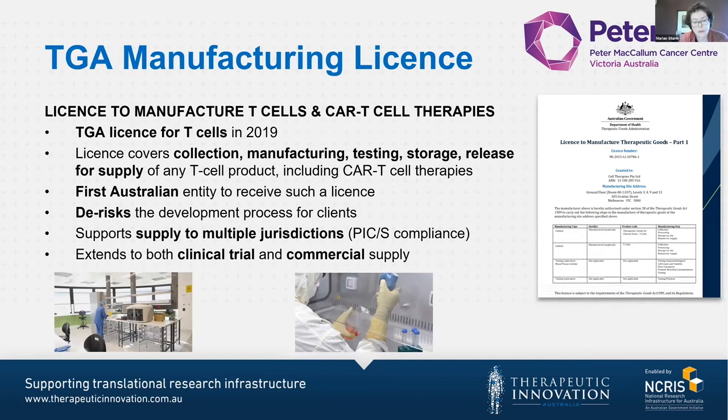The GMP facility obtained a TGA licence for T-cell manufacture in 2019, and the licence covers collection, manufacture, testing, storage, and release for supply of any T-cell product, including CAR T-cell therapies. And it was the first entity in Australia to obtain a licence for CAR T-cells.